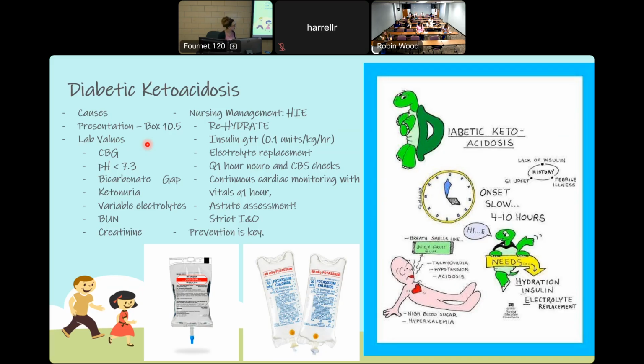The acetone breath, that's kind of like a hallmark, but I will tell you, I think I've only actually smelled it like once or twice, unfortunately. That was something I was really excited to be able to experience.